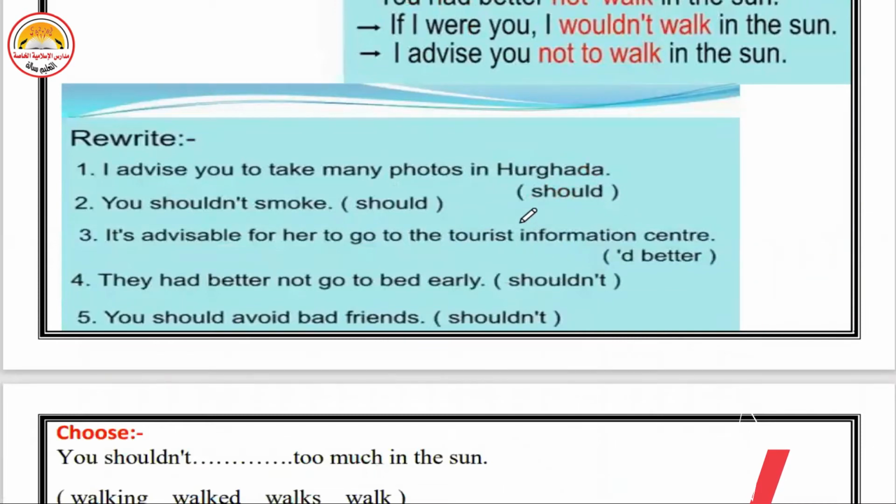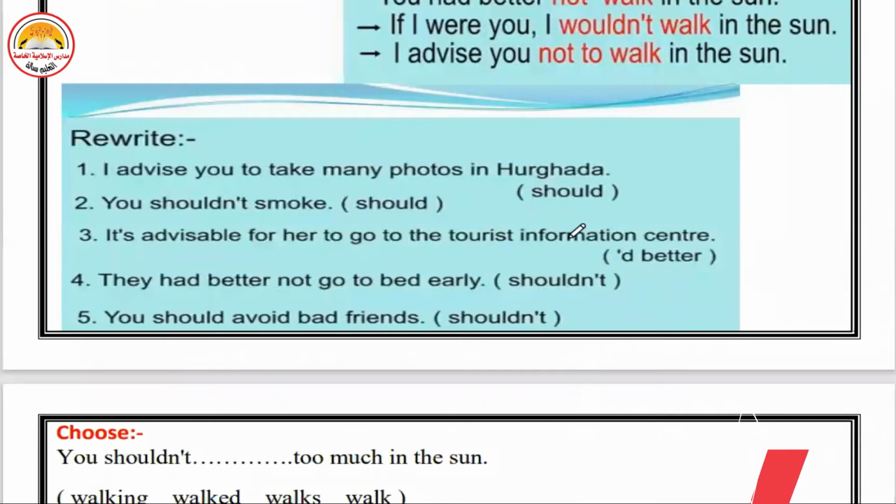Here, can you see this exercise? Rewrite. Hamdi, Marwan. Yes, number one, I advise you to take many photos in Egypt. Use should. You should take many photos in Egypt. Yes, you should take many photos in Egypt.